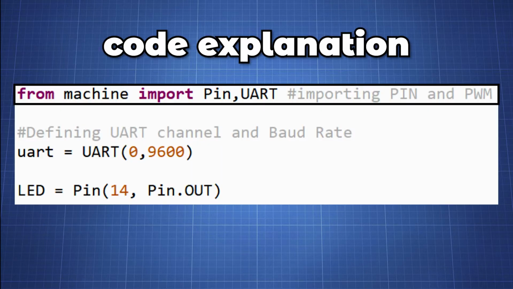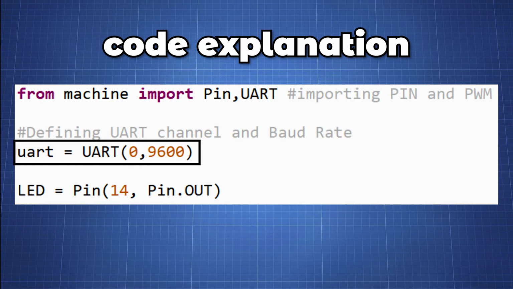We will start by importing the Pin and UART functions from the machine library. Then we will create the UART object using the UART function and specify the UART channel as the first parameter and the baud rate as the second parameter. We are using UART 0 in this case with a baud rate of 9600 for the communication protocol.